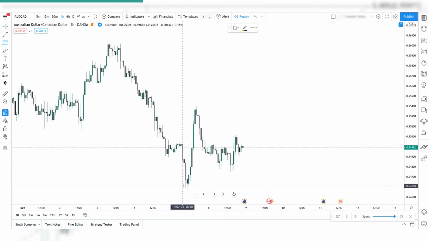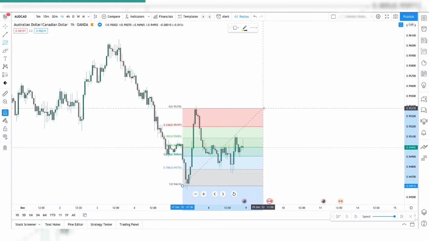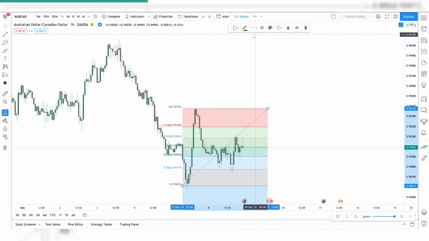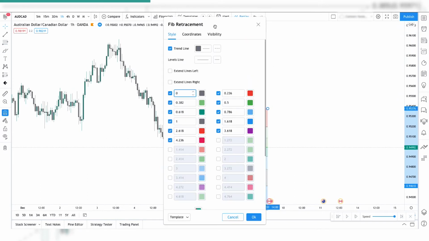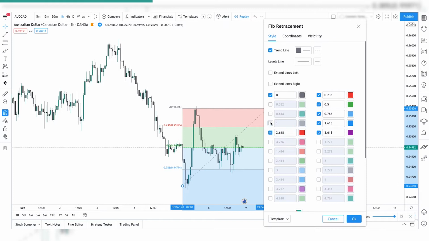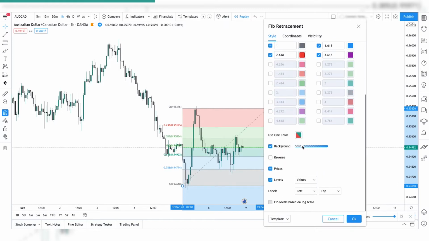To set up the Fibonacci tool to stop it looking like some sort of rainbow, you can click in the settings and deselect a lot of the options that are currently shown. I personally also like to remove the background from the Fib tool by changing the transparency to 0, which is done with this slider here.